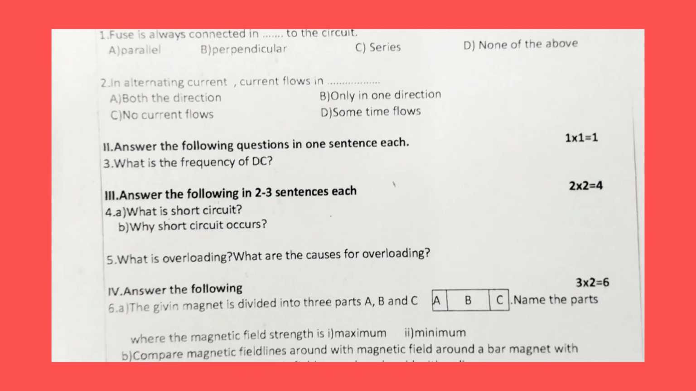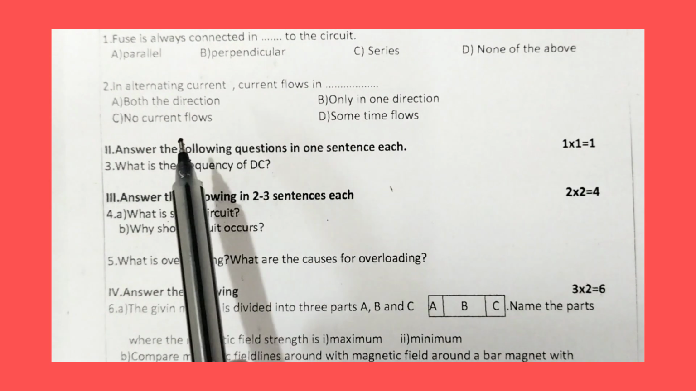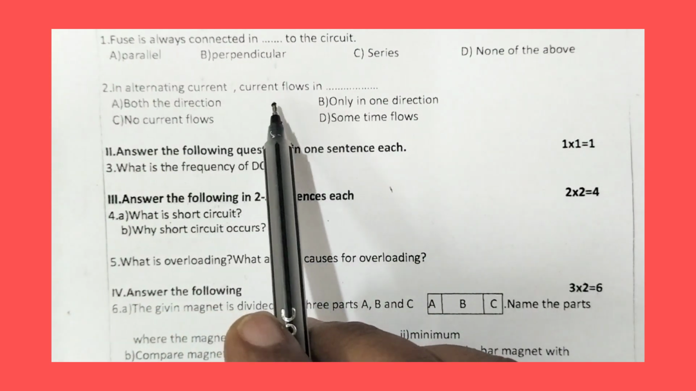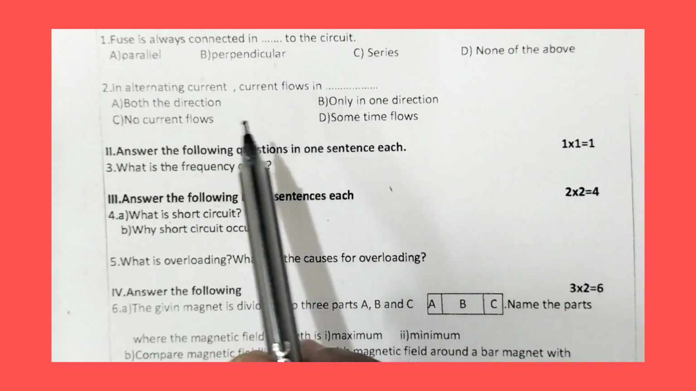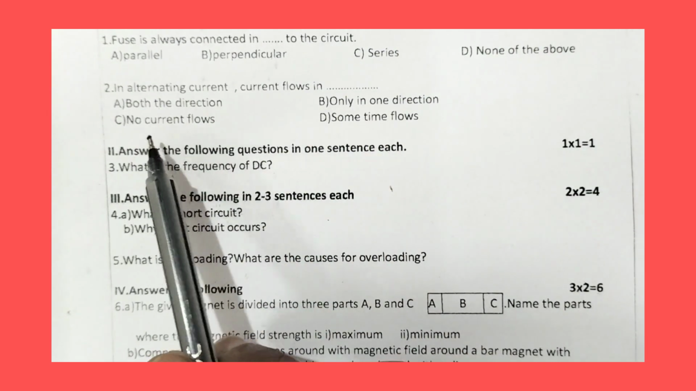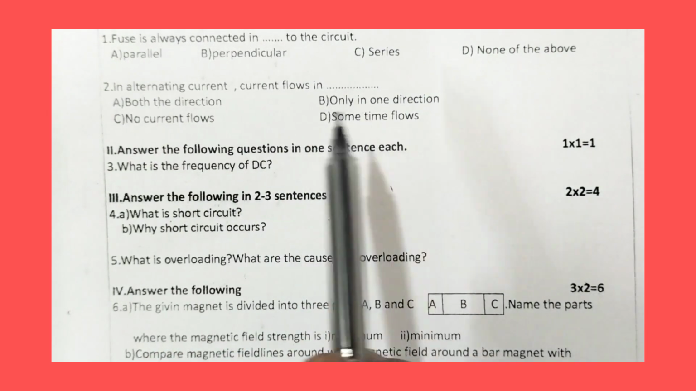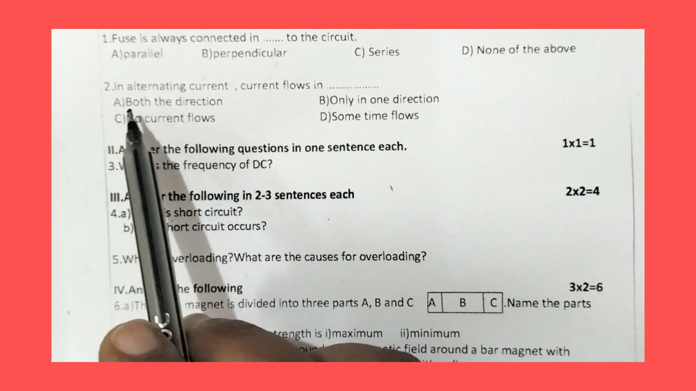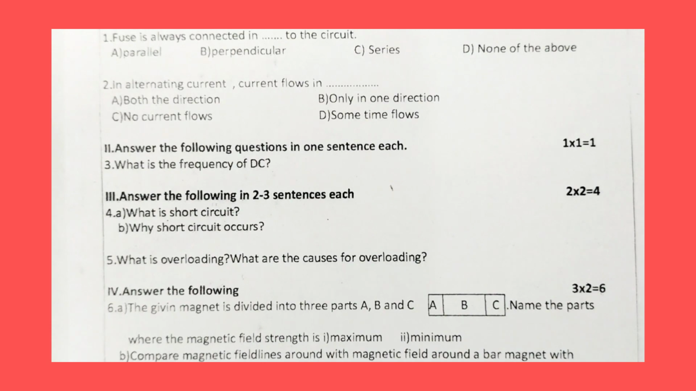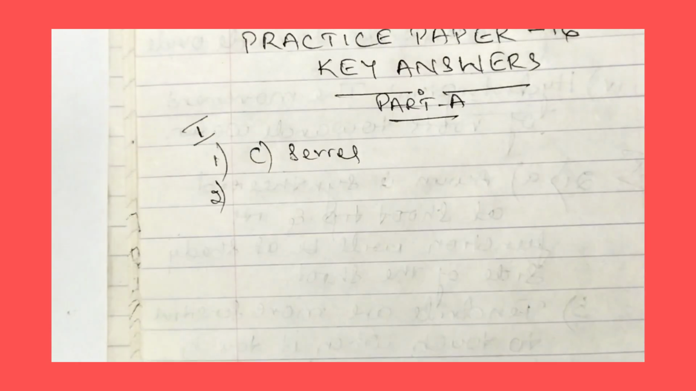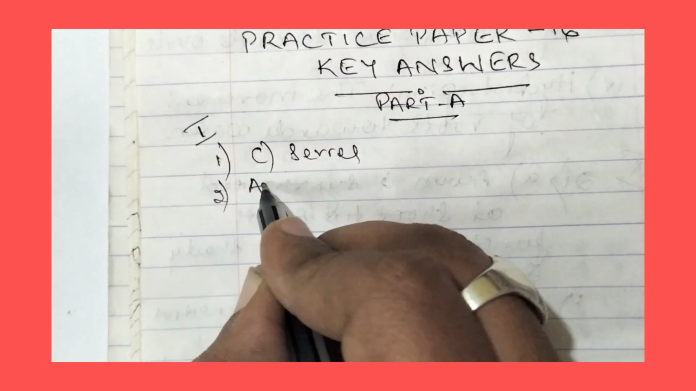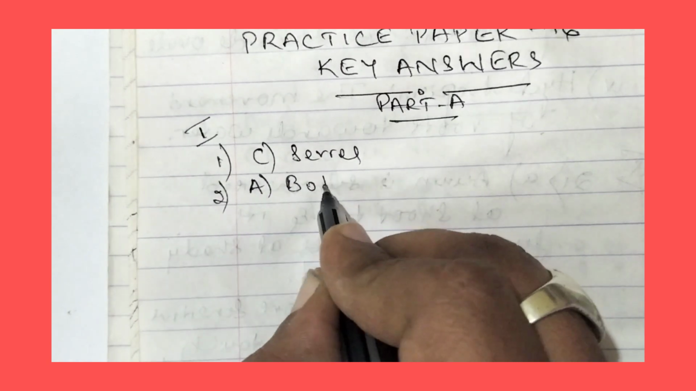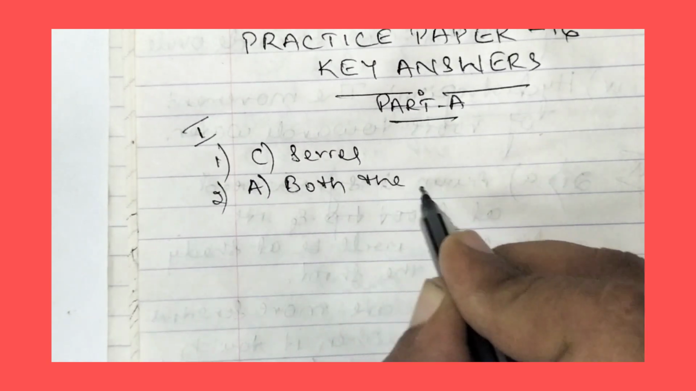Now let us move to the second question. In alternating current, current flows in both the directions, only in one direction, no current flows, sometime flows. Among these four options, the right option is option A, both the directions. So it flows in both the directions. So for the second question, option A, that is both the directions.